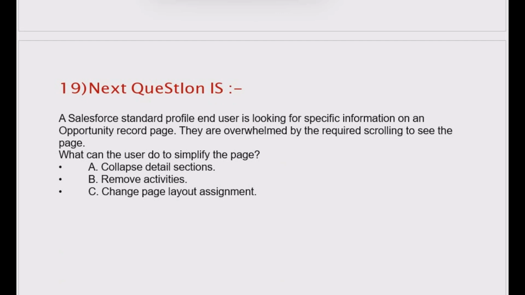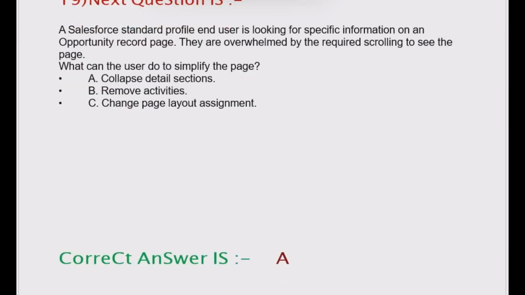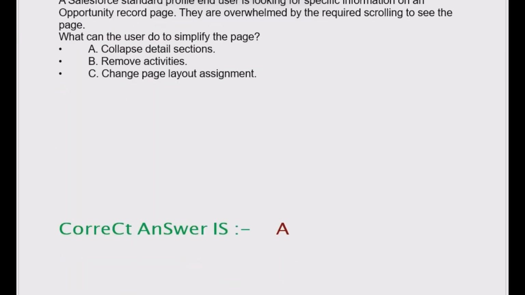Question is, a Salesforce standard profile user is looking for specific information on an opportunity record page. They are overwhelmed by the required scrolling to see the page. What can the user do to simplify the page? Option A, collapse detailed sections. Option B, remove activities. Option C, change page layout assignment. Correct answer is option A.